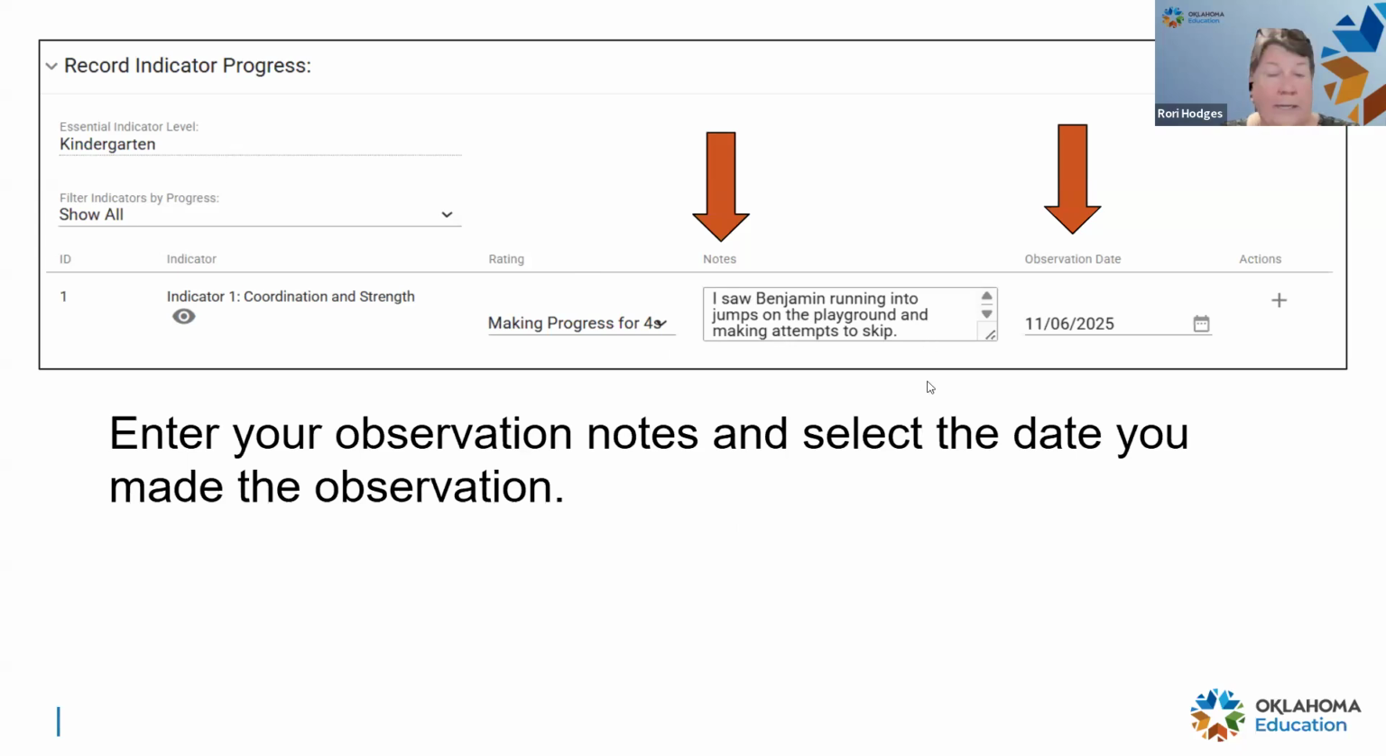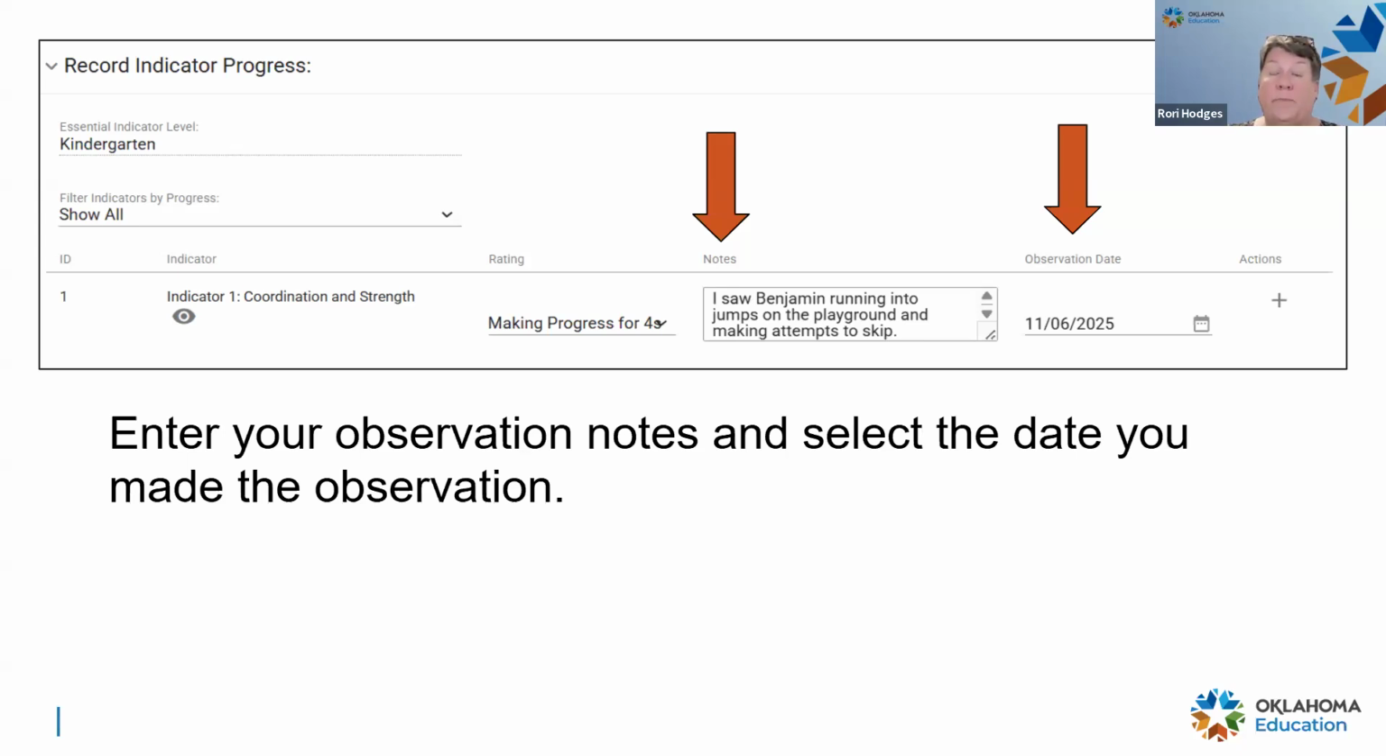So don't leave it blank. Get in a habit right from the beginning of putting in very specific notes. As we indicated in the training last summer, this is where you're putting what you actually observed. Okay, it's not subjective. It's what you observed. So my note says, I saw Benjamin running into jumps. So he's running and trying to jump. And then I saw him making attempts to skip. So that's my note to put in. And that's proof of why I rated him on that part of the rubric.